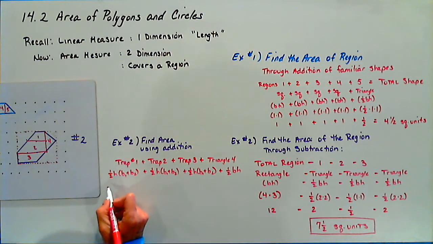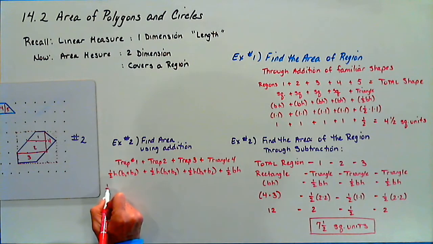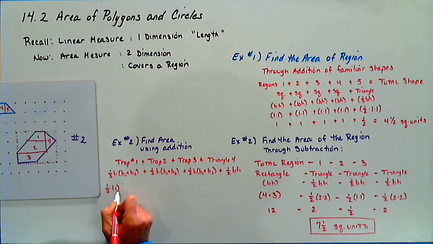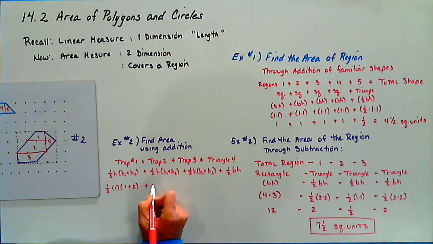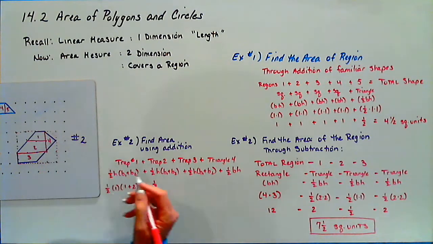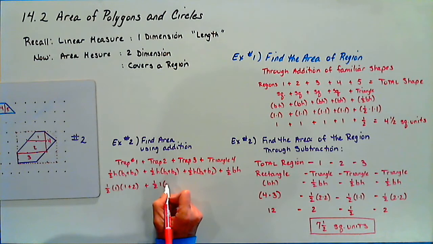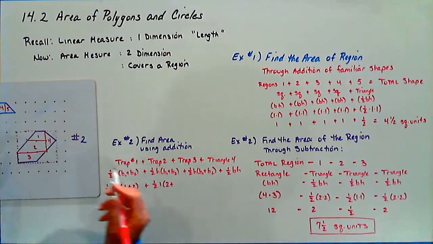So for the first trapezoid, the height and the base, again, are always perpendicular. So I have 1/2, height of 1. One of our bases is 1 unit. The other base is 2. For our second trapezoid, our height is 1. One of the bases is 2 units long. The other base is 3 units long.